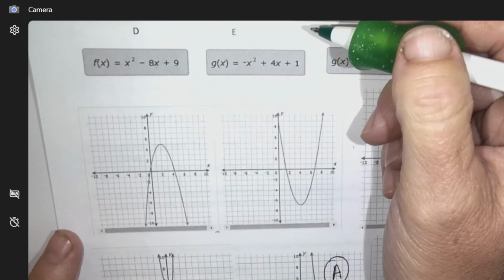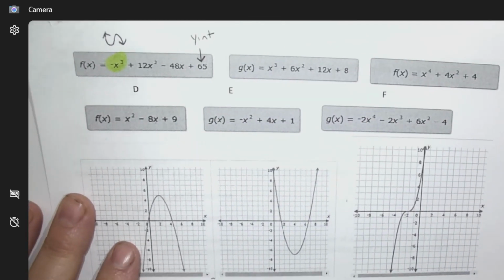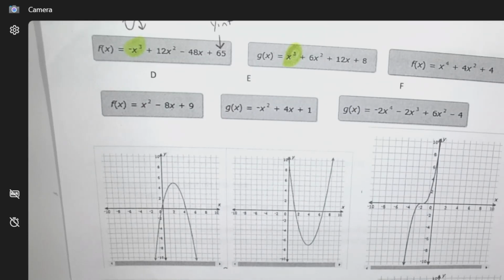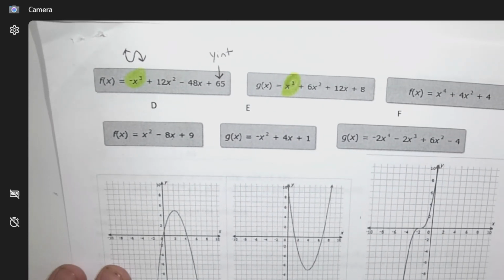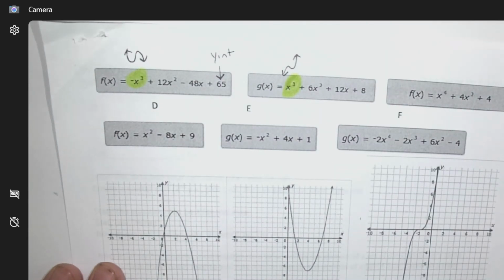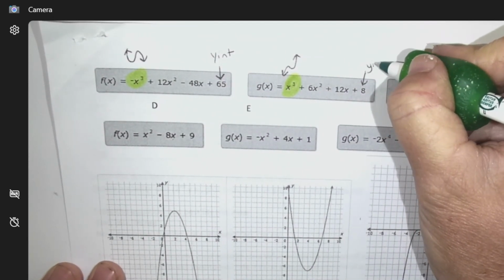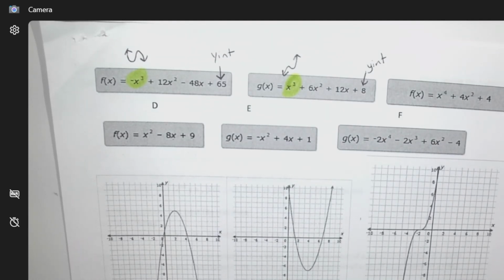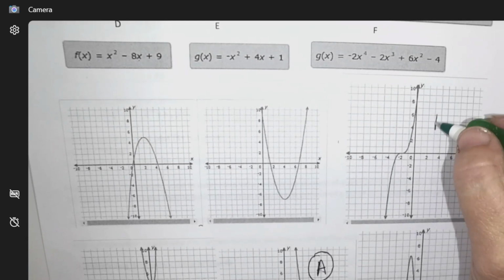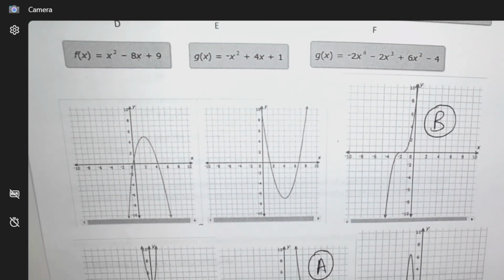Okay, graph B says x cubed, so what do I know about the shape of the arrows? The arrows should be doing that, and I should have something crossing at 8. So do we have any arrows that do that pattern and an 8 y-intercept? I think this top right one, right?